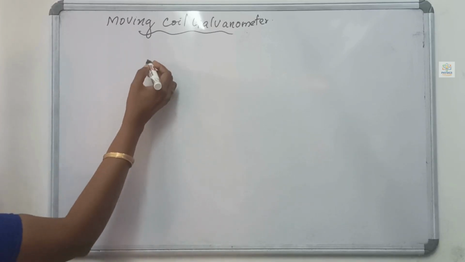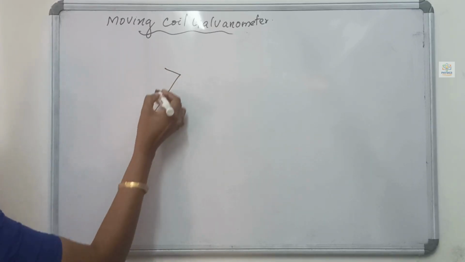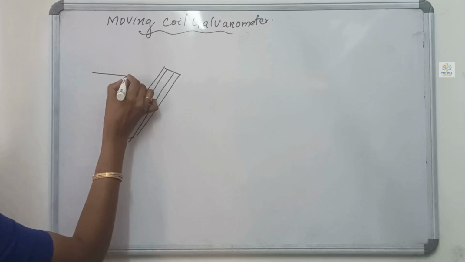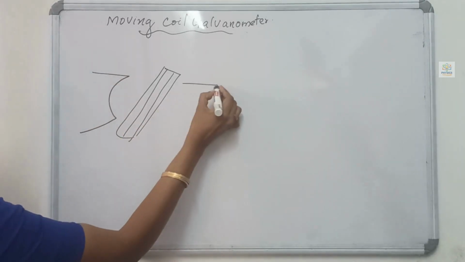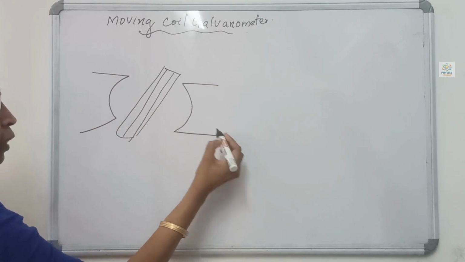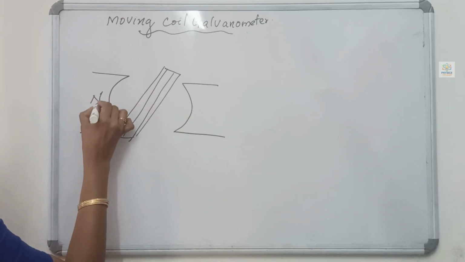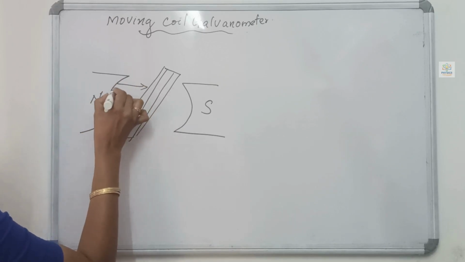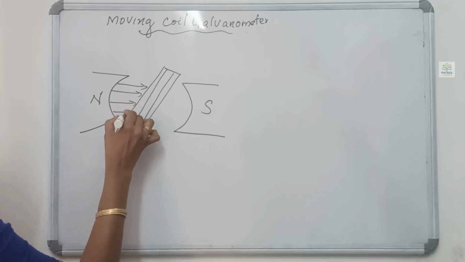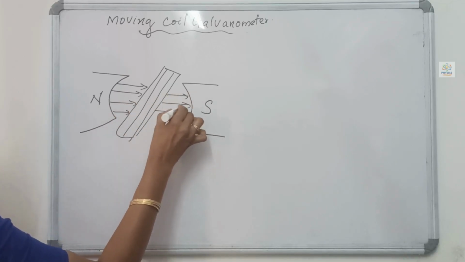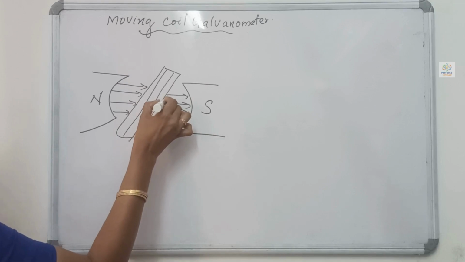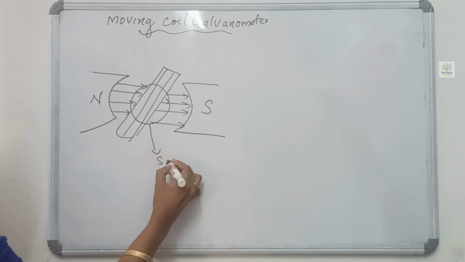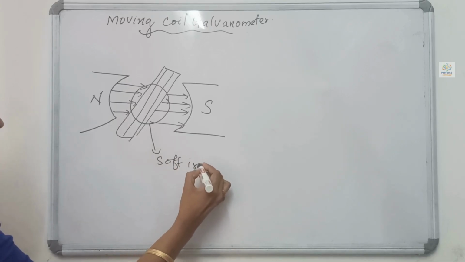Here you just consider a coil. The coil is placed in a uniform magnetic field. Here it is a concave shaped magnet. This is the north pole and here it is the south pole. Field lines always move from north to south direction. So inside the coil, a soft iron core is placed. This is the soft iron cylinder.